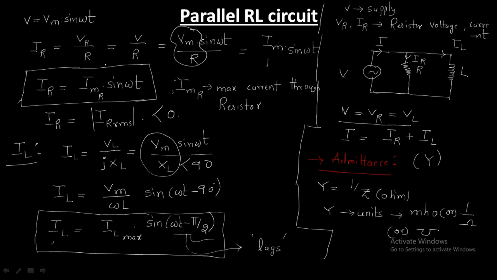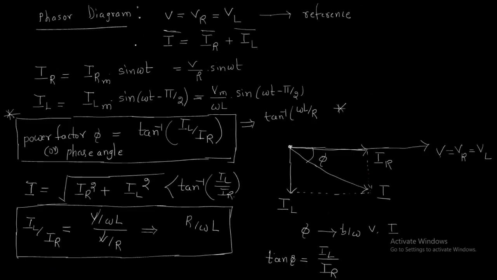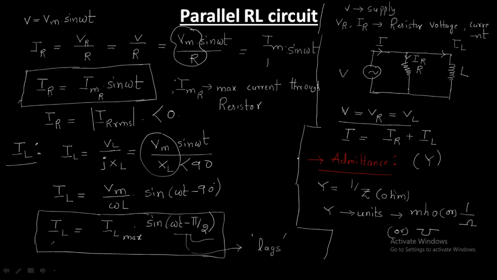Next, this is the current value and this is the current through the inductor, and this is the phasor diagram. In the phasor diagram, all voltages are the same, currents are different, and this is the power factor angle. This is about the RL series and RL parallel circuits. The only difference is that in parallel, the current varies and voltage is common for the branches. In series, the current is the same and the voltage varies. So this is about the parallel RL circuit. Okay, thank you.